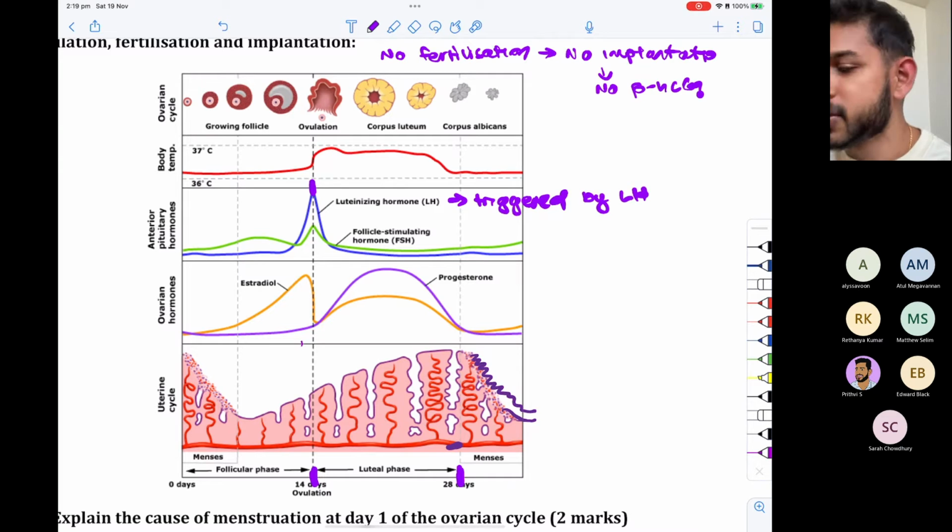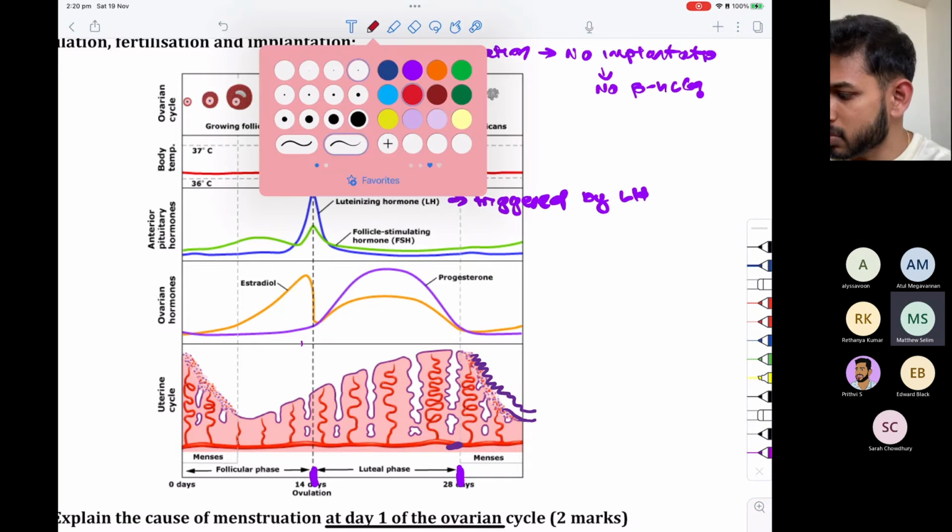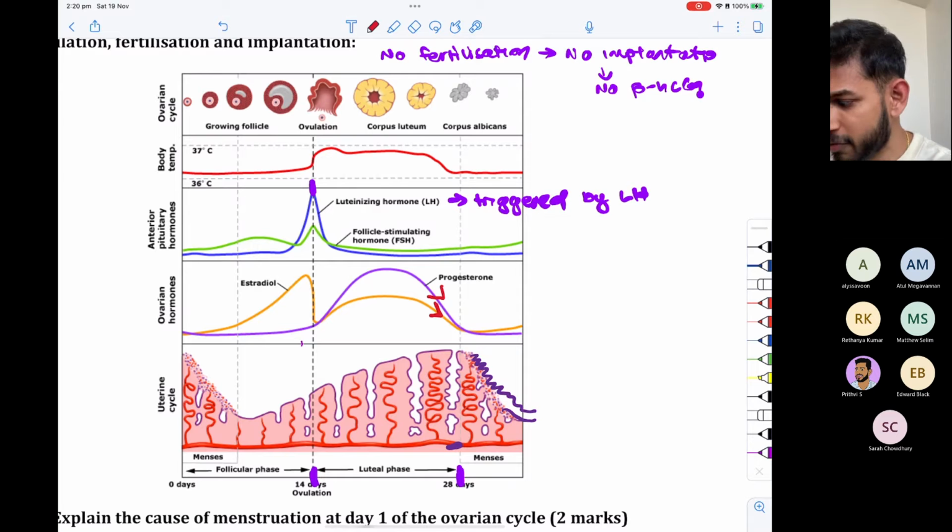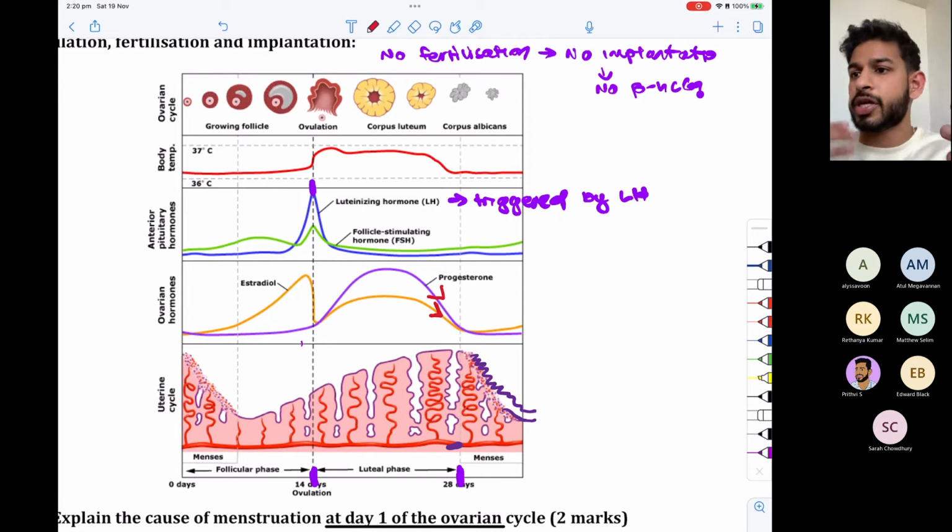And so then what happens to the release of estrogen and progesterone by the ovary, Matthew? If there's no beta HCG, does the ovary continue to release estrogen and progesterone? No. No, so we see this drop. Perfect, right? And if you know what estrogen and progesterone do, you will know what a drop in estrogen and a drop in progesterone does.